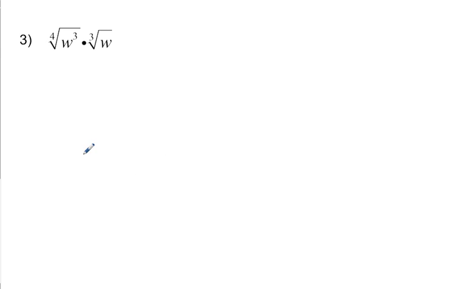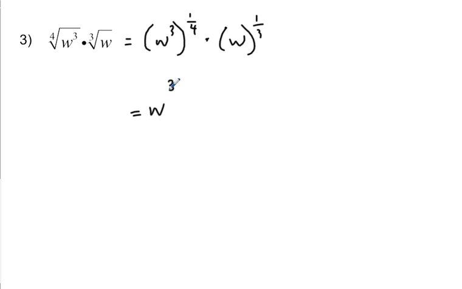Next up, our last example, we have the 4th root of w cubed times the 3rd root of w. Once again, we will rewrite this, dropping the radicals. So let's write in parentheses w cubed, taking the 4th root is raising it to the 1/4 power, times w to the 1/3 power. Similar to before, we multiply these exponents, so we'll wind up with w to the 3/4 power times w to the 1/3 power. What we must do next is add the exponents, because the bases are the same.